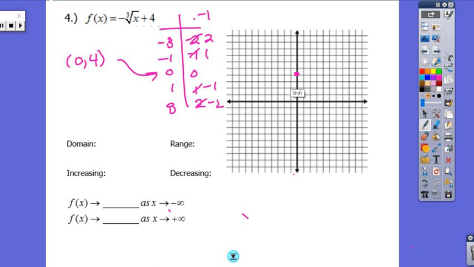So I'm going to go left 8, up 2. Left 1, up 1. Right 1, down 1. And then right 8, down 2. So here's my function.